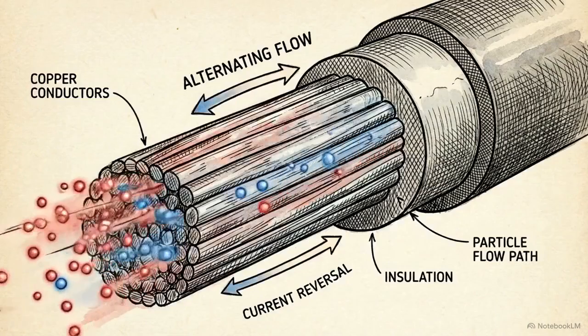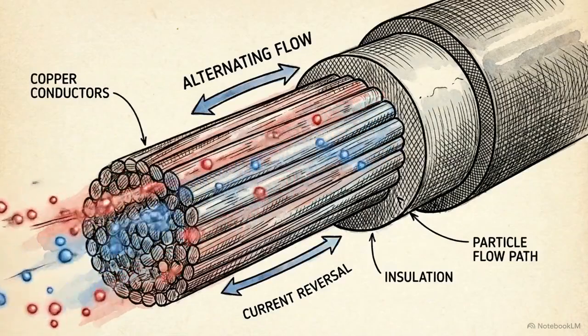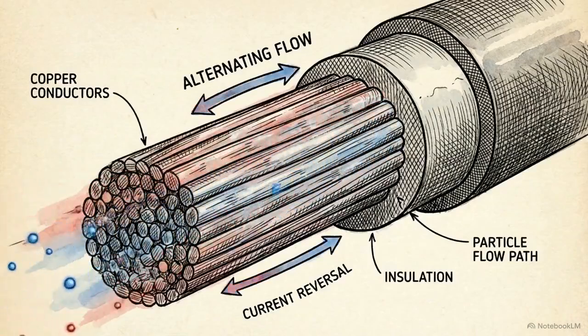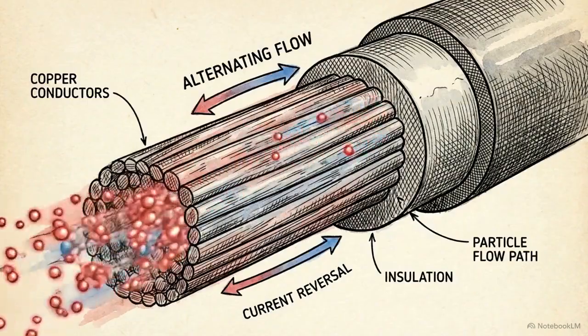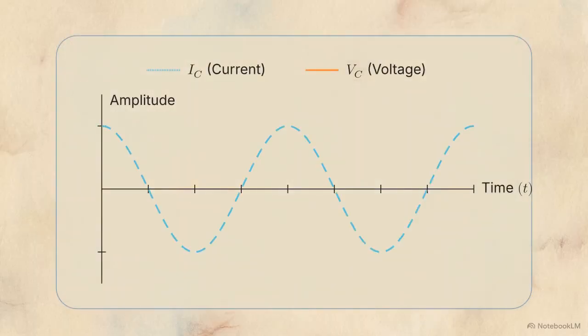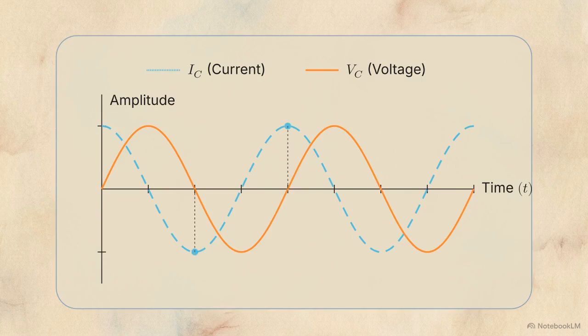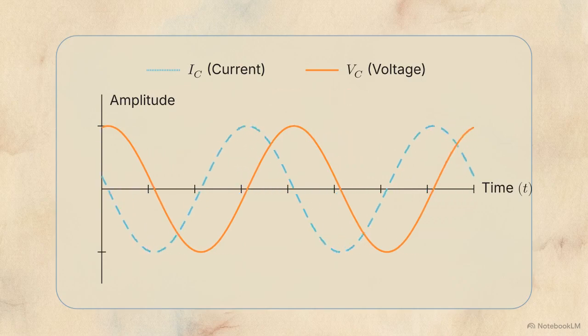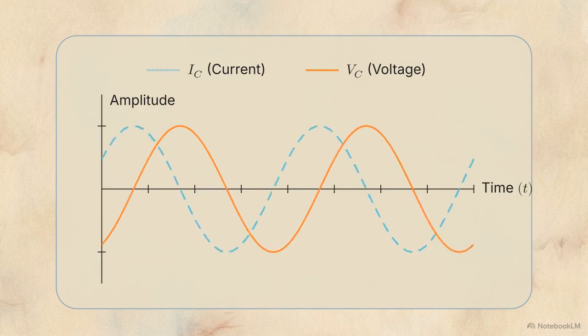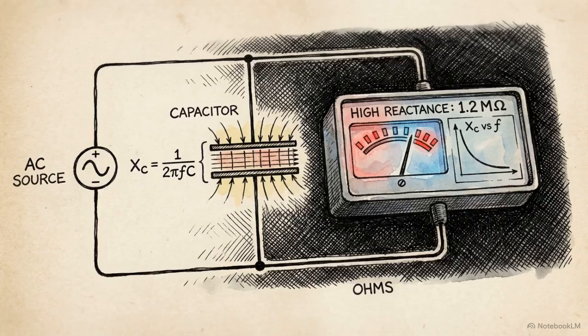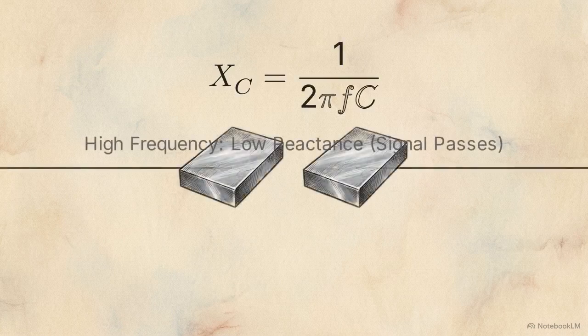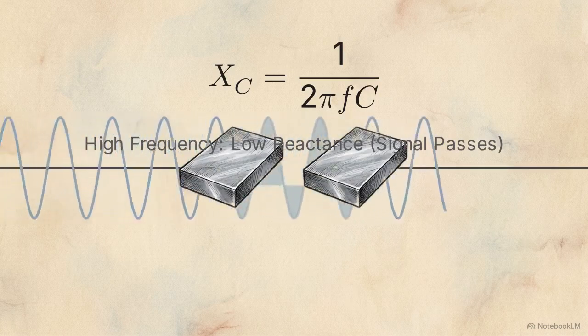Alternating current prevents a capacitor from ever reaching a steady-state open condition because the continuous reversal of polarity keeps the charge in motion. Because the highest rate of charge movement occurs when the voltage is passing through zero, the current waveform peaks exactly a quarter cycle, or 90 degrees, before the voltage wave. This phase shift creates capacitive reactance, the frequency-dependent opposition a capacitor offers to the current.